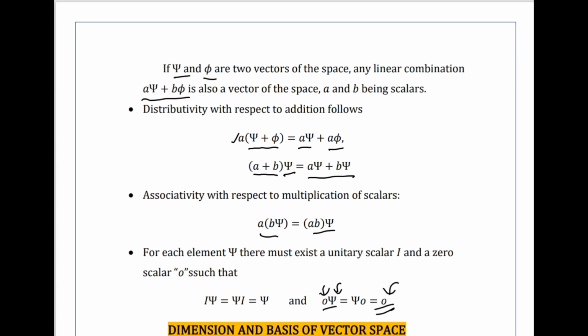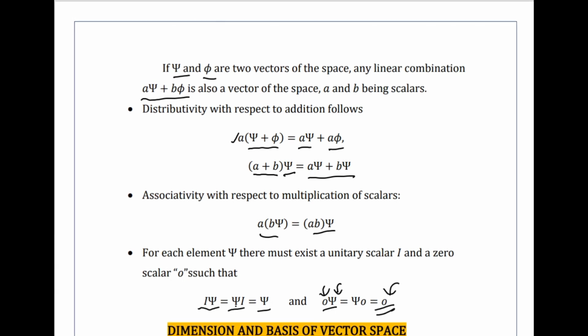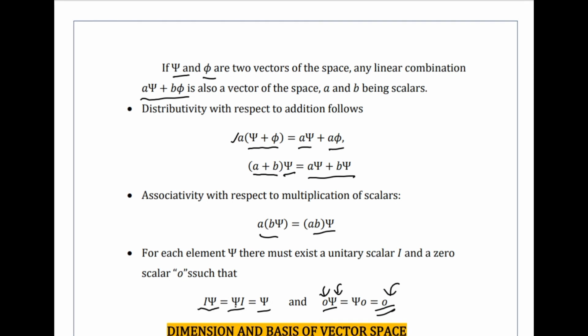Similarly, if we multiply unitary scalar with wave function psi, then psi and 1 times psi both are the same. These are the properties of scalar multiplication, and in first case are the properties of vector addition. So the space which has two sets of elements, one is the vector elements, other is the scalar elements, and two properties, one is the addition, another is the scalar multiplication, are followed, then that is called linear vector space.